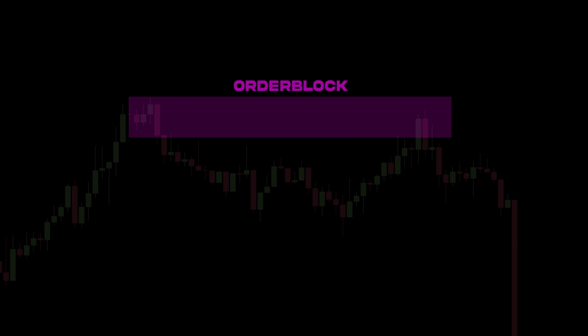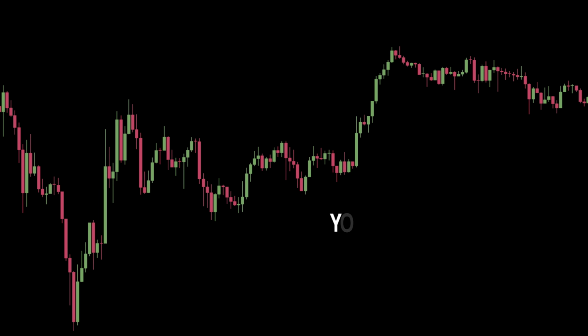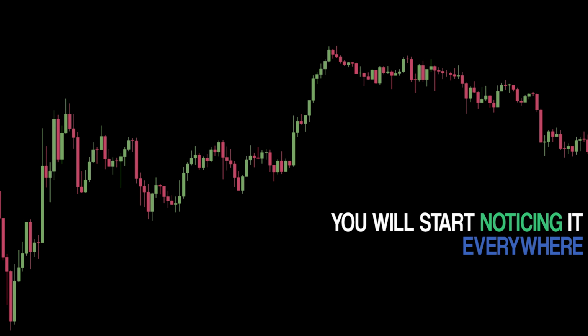Because the reason it held is the whole point of this video, and once you see it, you'll start noticing it everywhere. Stick around, because by the end, I'm going to give you a settings tweak for when you're trading something a lot choppier than this, where the default setup starts throwing out too many signals.